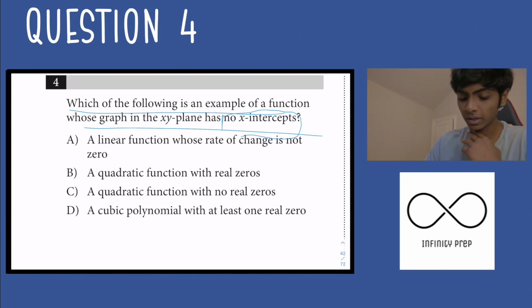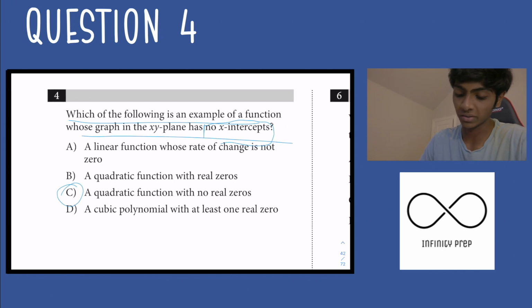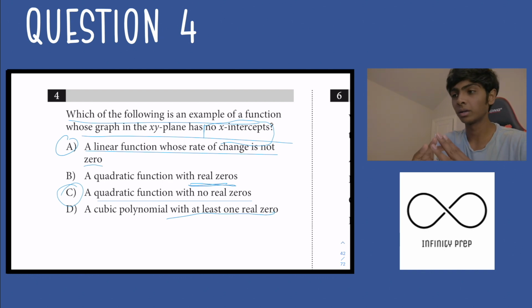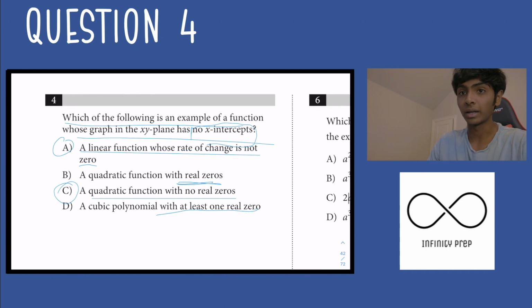Now, in this case, only C matches up with our reasoning, because it says a quadratic function with no real zeros. All the other examples say that it has a zero. See, it says with real zeros or with at least one real zero. And A says a linear function whose rate of change is not 0. Any linear function is going to have an x-intercept, right? Because it has to at one point eventually cross x.